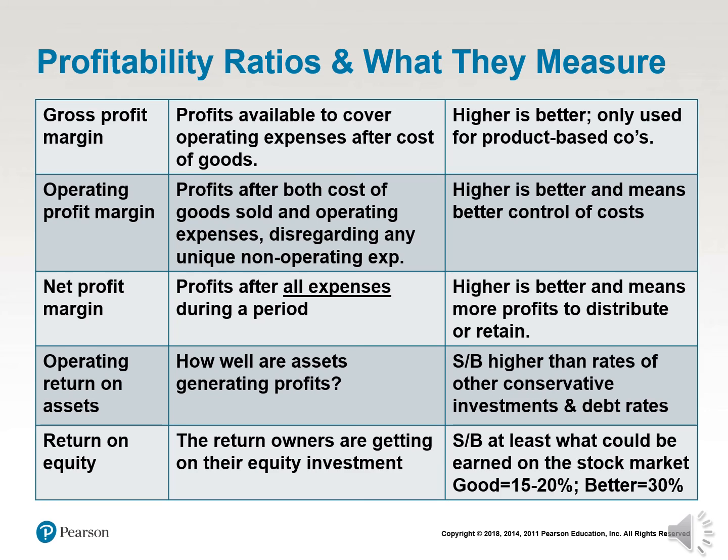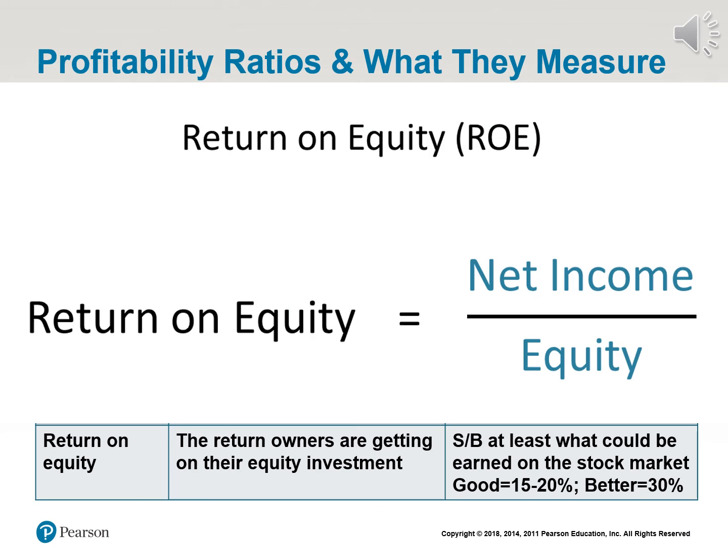Return on equity. For this profitability ratio, we want to take a look at the owners and what they are getting for their equity investment. We want to make sure that the equity ownership is earning at least what they could be earning on the stock market, which very good is around 15 to 20%. And even better, something we strive for, is 30%. So if we can get a return on equity of 30%, we're very happy with our return. We calculate our return on equity by taking our net income, which is our return, and we divide it by equity.